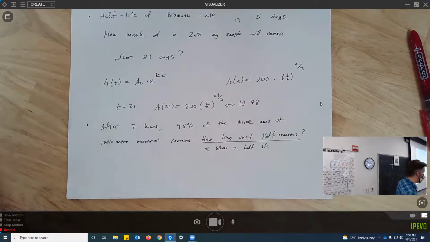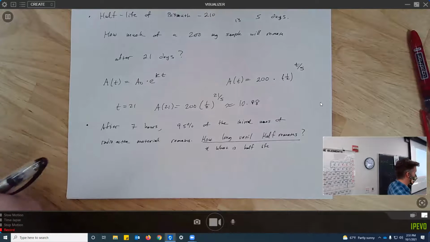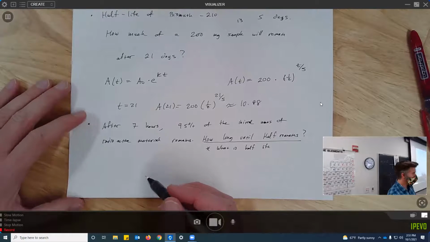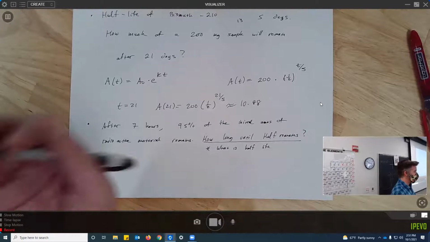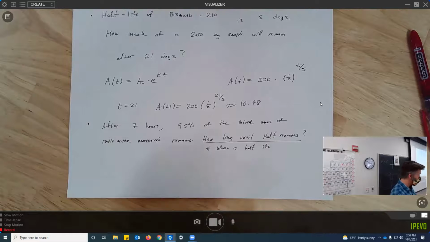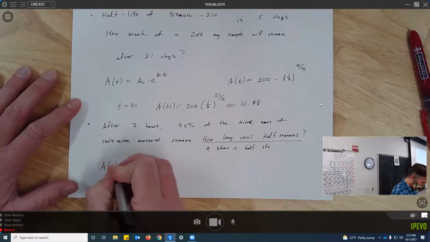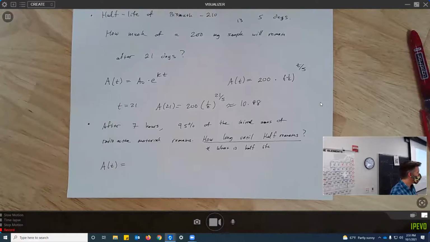All right, so I guess I'm going to try to do it this other better way. It does feel a little better, I'm not going to lie. It is easier to come up with than to write all this other stuff out. So I know that after 7 hours, 95% of my stuff remains. So I think my equation, you guys help me out if I'm wrong here. The amount of stuff after time t. Oh, how much am I starting with? They didn't give me an initial amount.